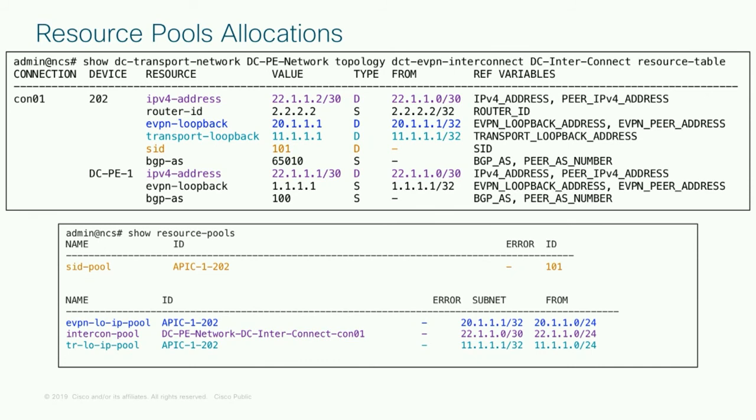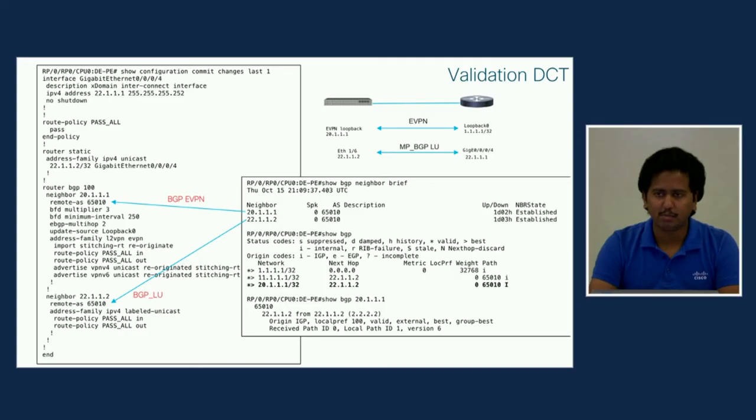So let me go ahead and do a commit. And once this configuration is applied, we can see what configurations are pushed to the border leaf nodes on the EPIC and on the DCPE side. So on the DCPE device, we will see the EVPN loopbacks that are created for the border leaf and the respective neighbor commands configured on the router BGP session for the BGP EVPN and the LU config. The right side shows the BGP neighbor output and the show BGP sessions.